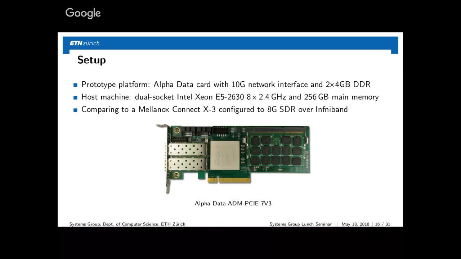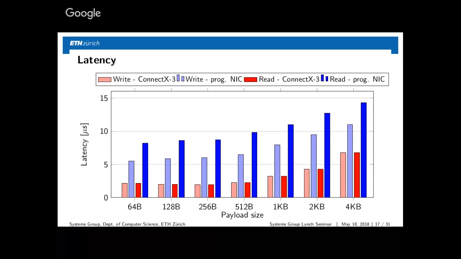And we compare it to a Mellanox ConnectX-3 card, which is a commercial card you can buy. This card could actually do up to 56G, but to have a closer comparison, we configured it to 8G SDR, which is the closest to the 10G Ethernet we have in our implementation. So first we can look at the latency. In red we have this commercial Mellanox card, and in blue we have our programmable NIC, and on the left is always the write, and on the right the read. And we increased the payload size from 64 bytes to 4 kilobytes.